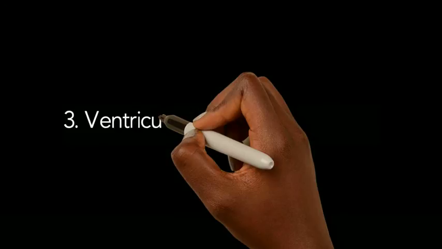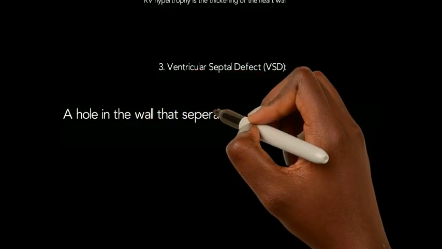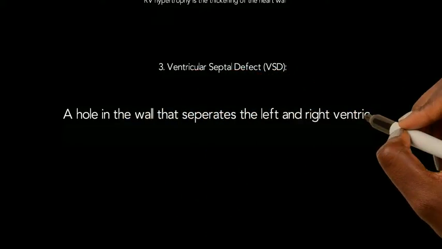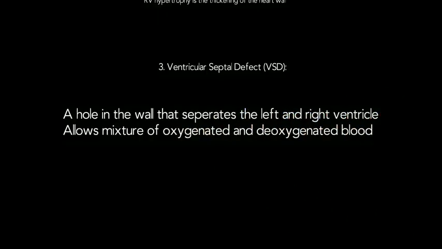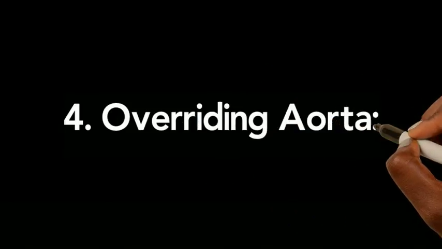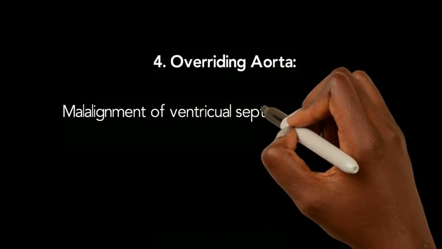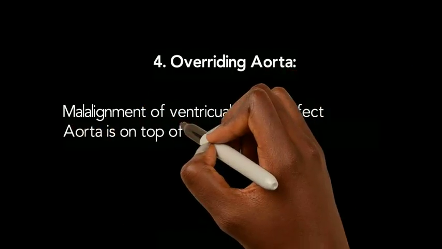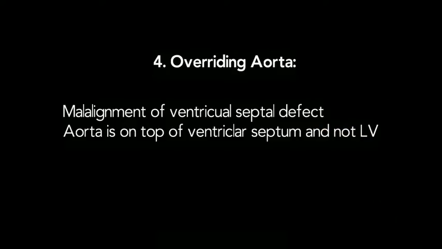3 is ventricular septal defect, or VSD. Ventricular septal defect is when there's a hole in the wall that separates the left and right ventricle. It allows mixture of oxygenated and deoxygenated blood. Okay, 4 is overriding aorta. So it includes a malalignment of the ventricular septal defect. The aorta is on top of the ventricular septum and not the left ventricle.